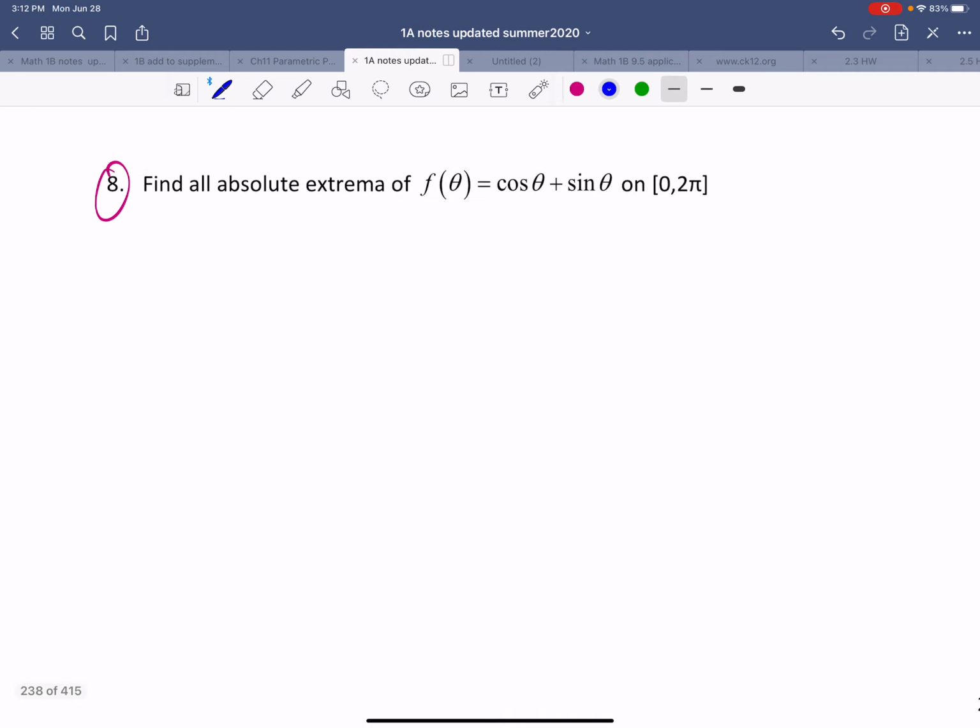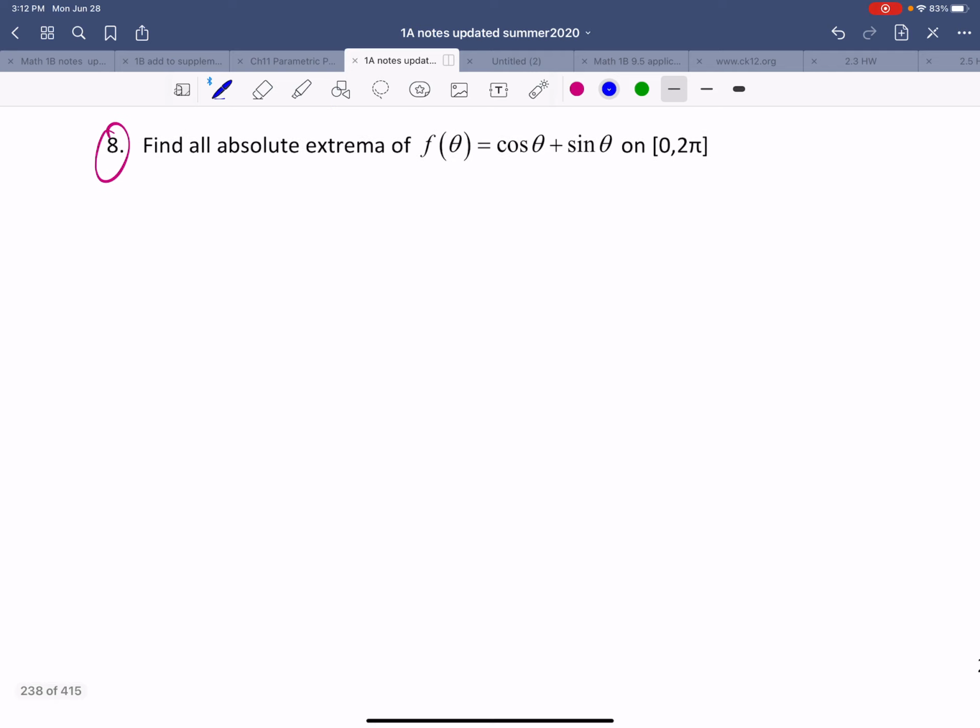Positive 1. Okay, find all the absolute extrema of f of theta equals cos theta plus sine theta. Okay, so this is my function, and we're looking for any absolute max or min, any highest possible point or lowest possible point, from the interval 0 to 2 pi. Okay, first find the derivative. f prime of theta would be negative sine theta plus cosine theta.